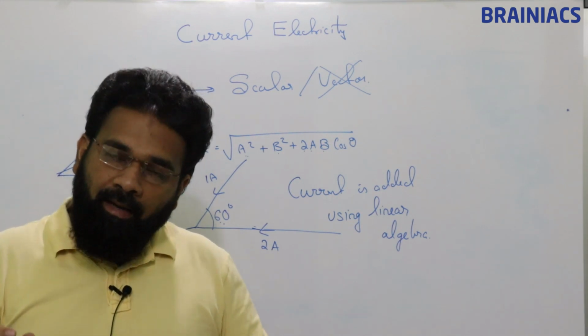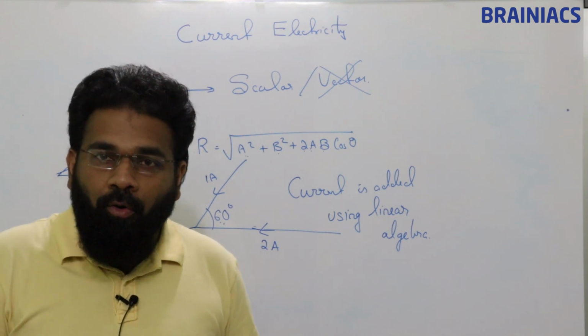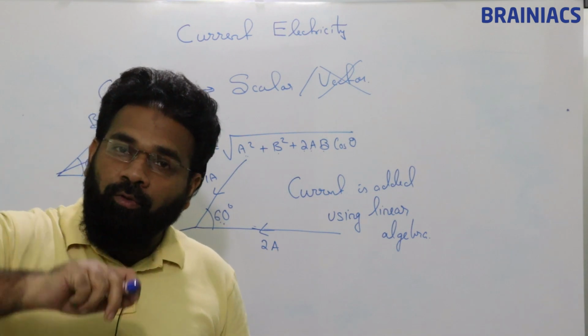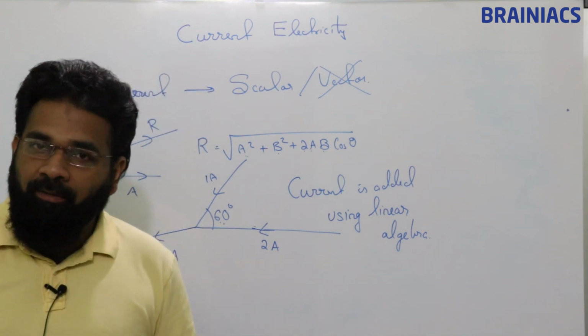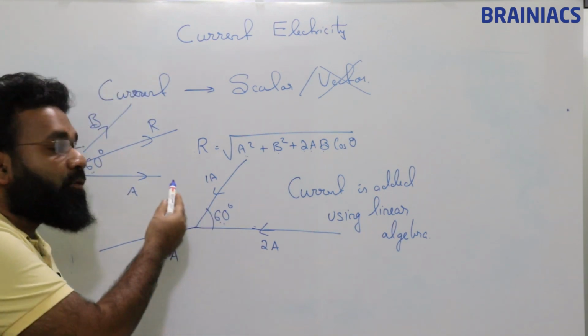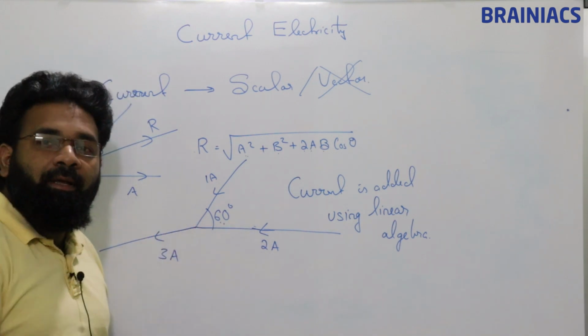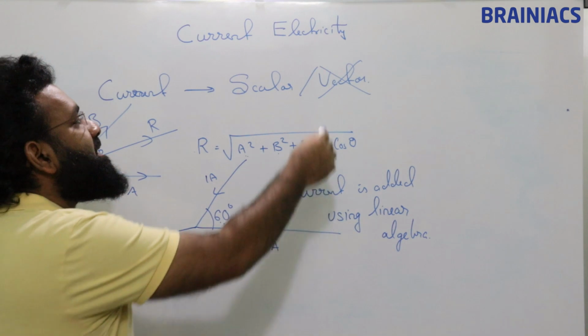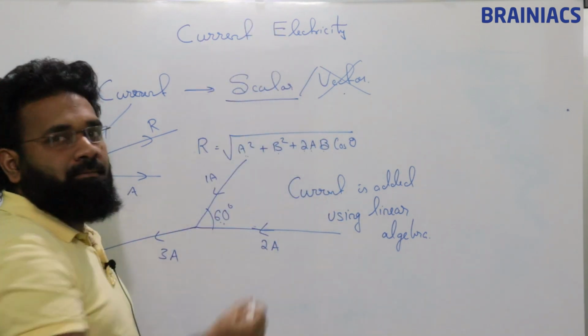1 cup of milk, again adding one more cup of milk, you will be getting 2 cups of milk. We don't bother at what angle you are pouring into the vessel. So linear algebra, just primary school mathematics. When we come to physics, when we are dealing with the vectors, we will have to study vector algebra and apply that carefully. That is not required here in current. So since current is not following vector algebra, current is considered as scalar.